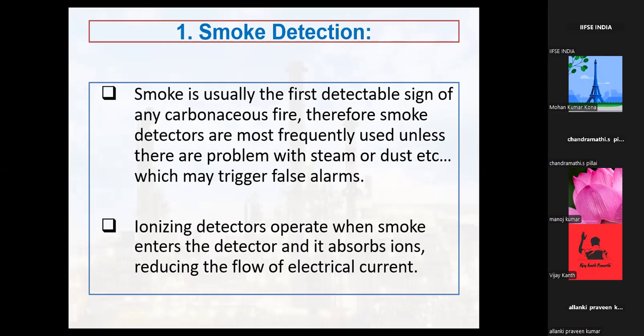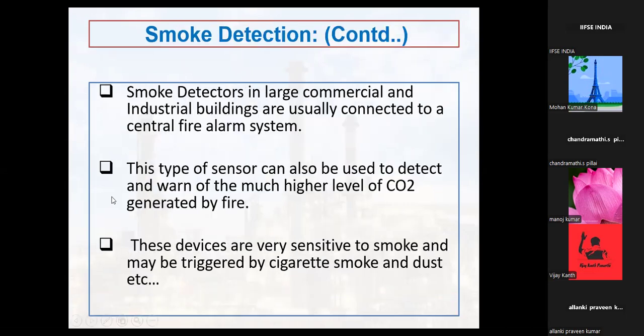If there is no problem with steam or dust, then ionizing detectors operate when smoke enters the detector. It absorbs the ions, reducing the flow of electrical current. So this is the mechanism. When the electrical current reduces as the detector absorbs the ions, a signal is generated and detected, and you get the alarm.